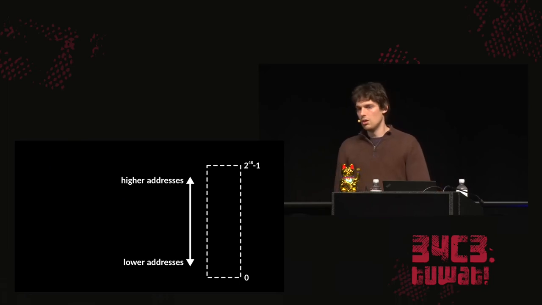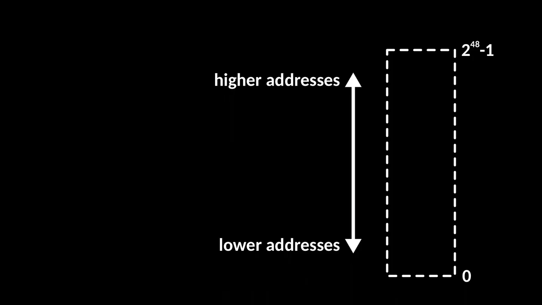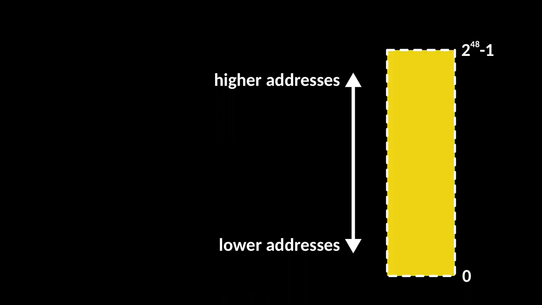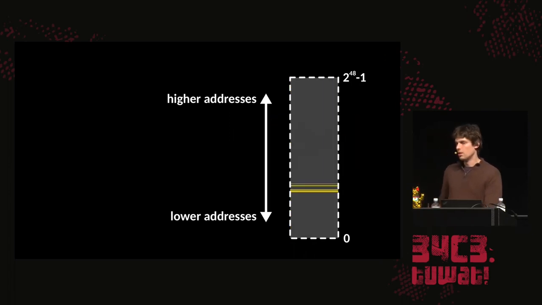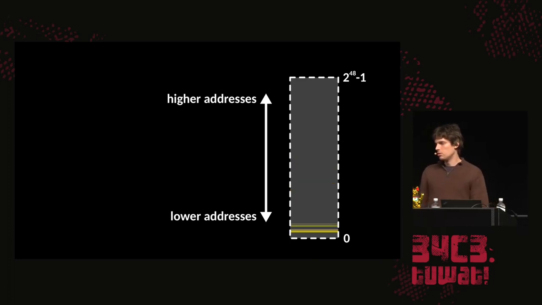So on modern 64-bit architectures, the address space usually is 48 bits, which means you can address about 256 terabytes of memory. Of course, you cannot write everywhere or read everywhere because your computer probably doesn't have that much memory. So in reality, only a very small portion of the memory is allocated to a process. And so it's quite easy to change the location of this memory.